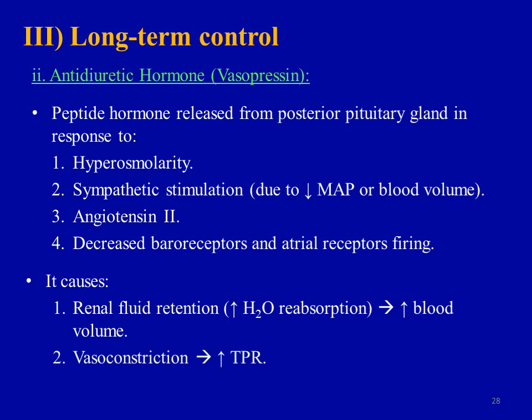pressure. Also, this hormone, as its name depicts, causes vasoconstriction, and if we have vasoconstriction, this will increase the total peripheral resistance and will increase the mean arterial pressure, because we know that the mean arterial pressure is a product of cardiac output and total peripheral resistance.